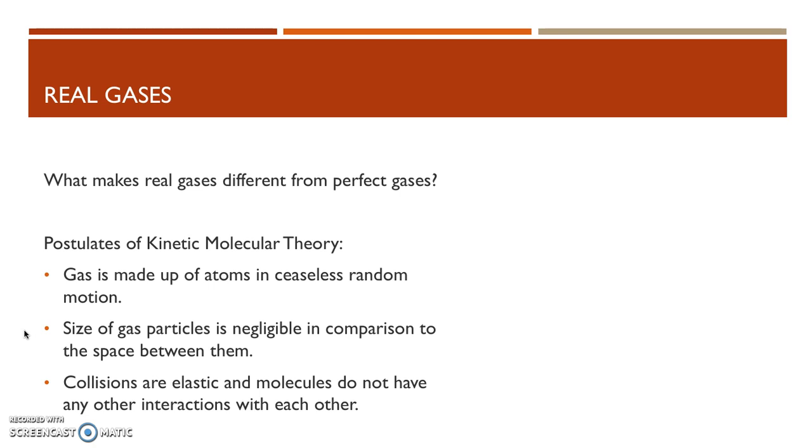What makes real gases different from perfect gases? Well, we've got the postulates of the kinetic molecular theory that tell us that the gas is made up of atoms in ceaseless random motion. That's going to hold pretty well. The size of the gas particles is negligible in comparison to the space between them. That's something that is invalid for real gases. And that collisions are elastic and molecules do not have any other interactions with each other. And we know that that's not true either if we think about intermolecular forces.